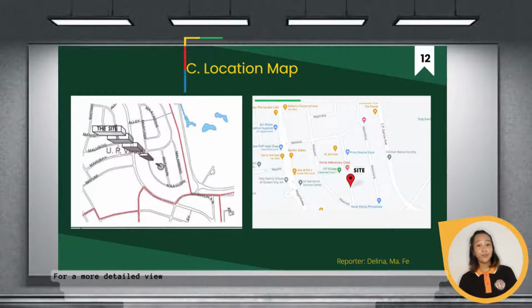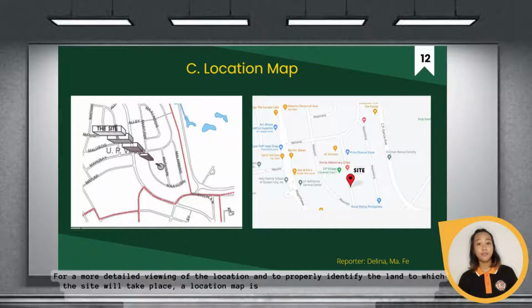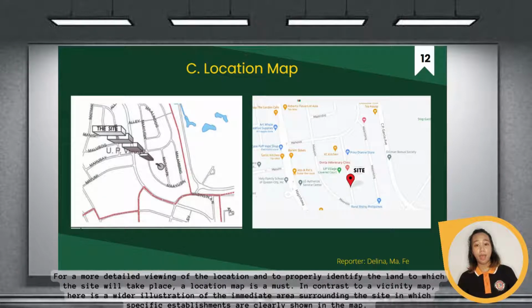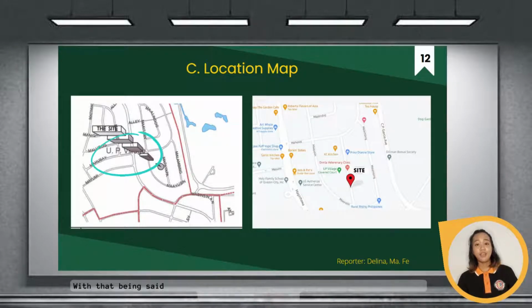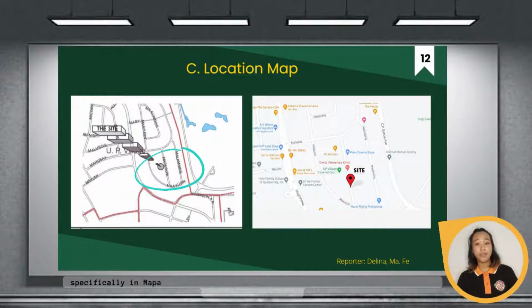For a more detailed viewing of the location and to properly identify the land to which the site will take place, a location map is a must. In contrast to a vicinity map, here is a wider illustration of the immediate area surrounding the site, in which specific establishments are clearly shown in the map. With that being said, in our project proposal, the site will be located in UP Village, Quezon City, specifically in Mapayapa Street, that is adjacent to Maayusin Street and parallel to Malambing Street.